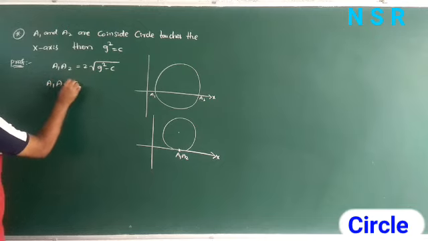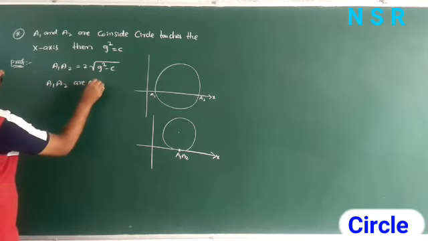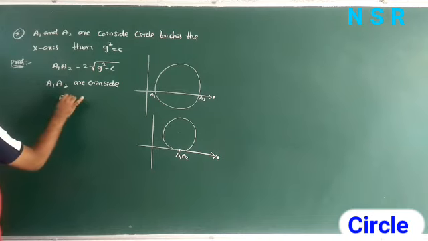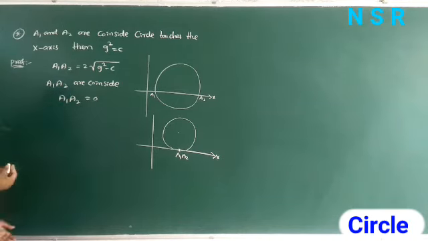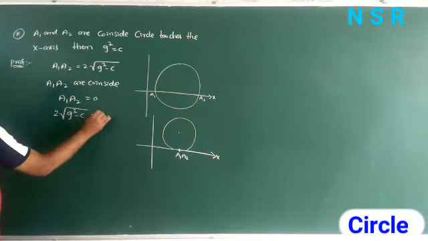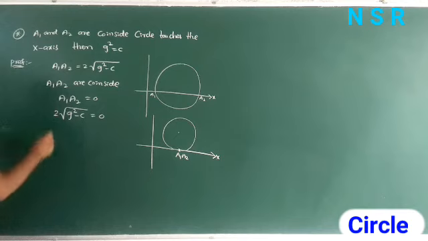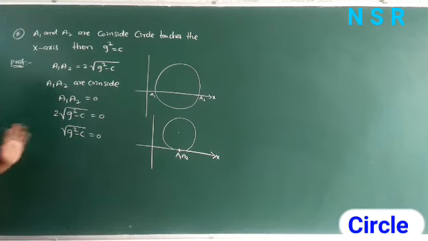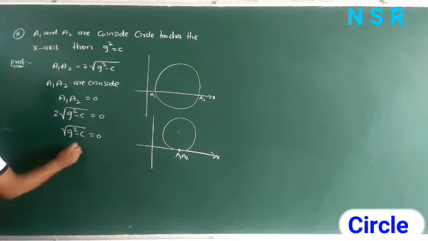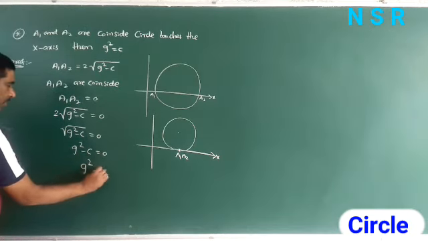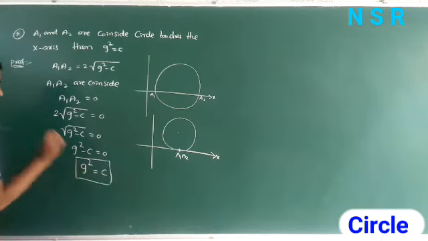Now A1 and A2 coincide, then the A1 A2 distance is equal to 0, that is, 2 into under root of g square minus c becomes 0. Now moving 2 to the other side, 0 by 2 is 0, that is, root of g square minus c equals 0. Now squaring on both sides, the root gets cancelled, and again we get 0, that is, g square minus c equals 0. Now moving c to this side, we get g square is equal to c.